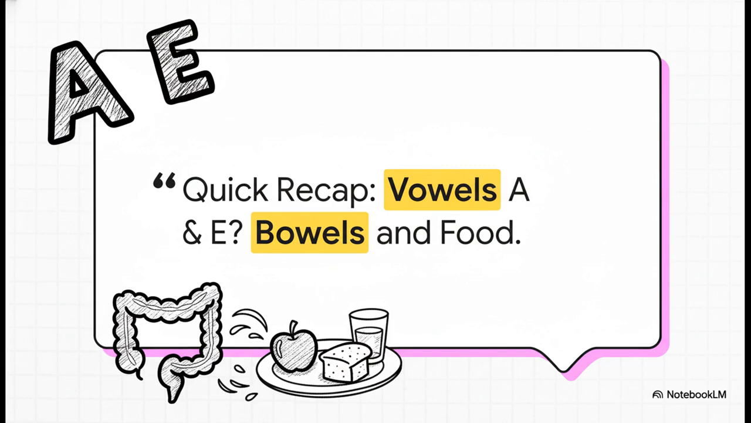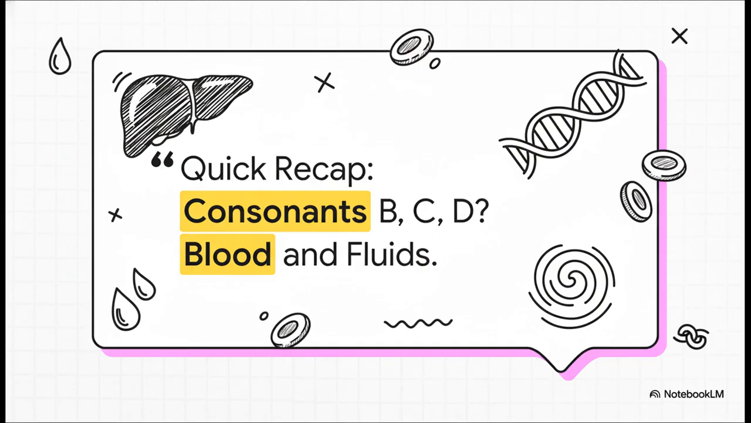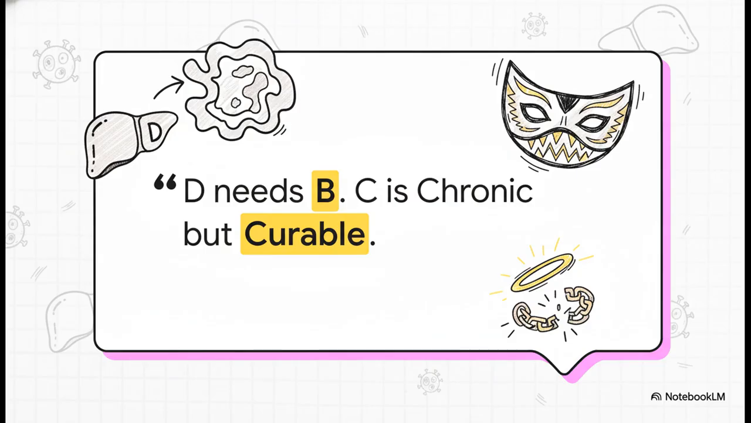Okay, let's lock all this in with a super quick recap. You ready? First up, Team Vowels, hepatitis A and E. How do you get them? Remember, vowels come from the bowels, so contaminated food and water. Easy. Next, Team Consonants. Hepatitis B, C, and D. Where do they come from? You got it. Body fluids. That means blood, birth, and sexual contact. And what about their special features? Just remember, D needs B to survive. And C is the chronic one, that master of disguise, but it is now curable. These are the key facts that are going to make all the difference for you.